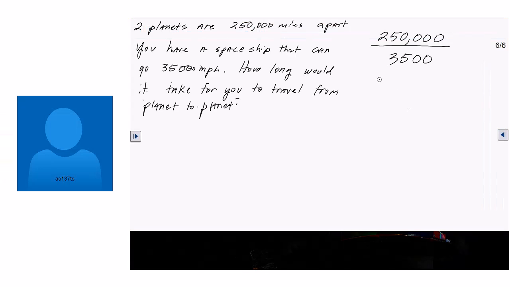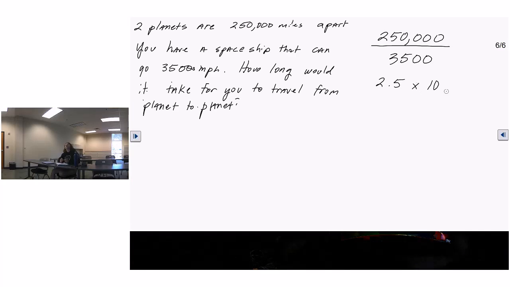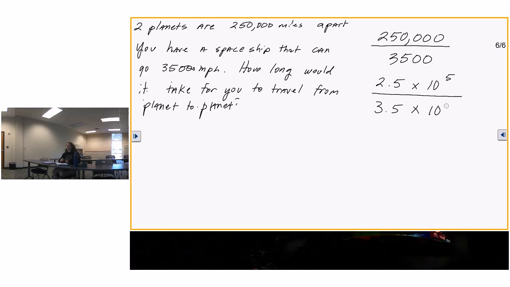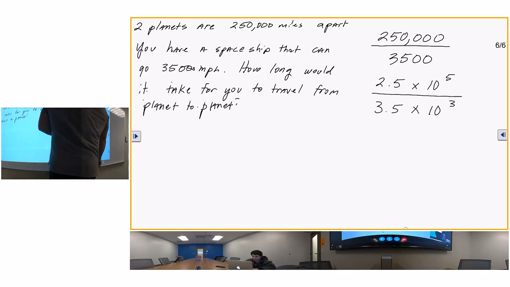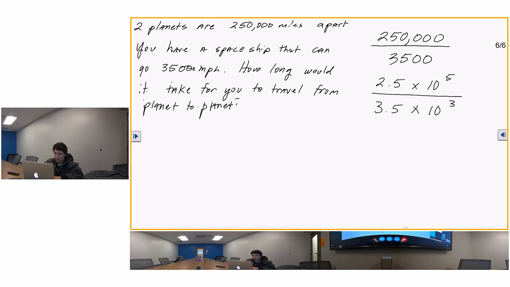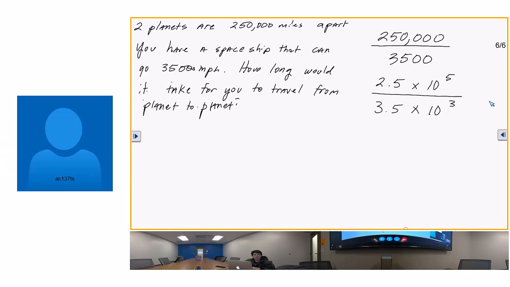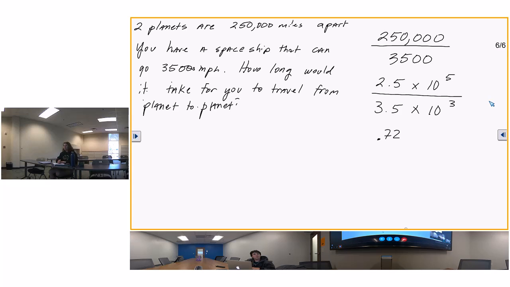Okay, so I'm going to change 250 million to 2.5 times 10 to the what? Yeah, over 3.5 times 10 to the what? Third. Now, I'm not Rain Man, so take 2.5 and divide it by 3.5. What do you get? 0.72. Everybody get that? I got 0.71, but close enough.